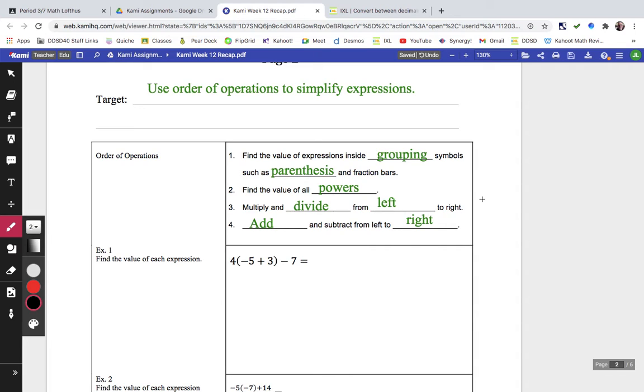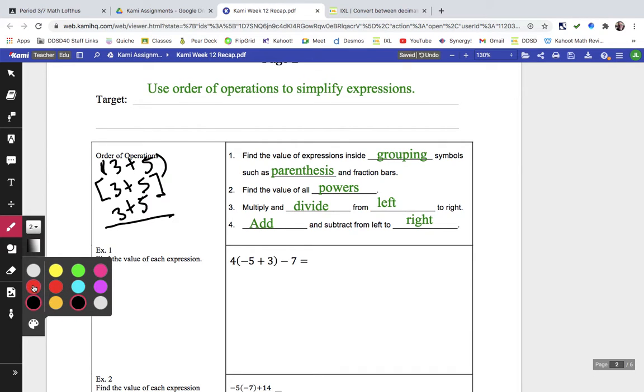And then we talked about using the order of operations to simplify expressions, and that grouping symbols are the same as parentheses. So if I do this, parentheses 3 plus 5, that's the same as a bracket, 3 plus 5. And that's the same as a fraction bar, 3 plus 5.